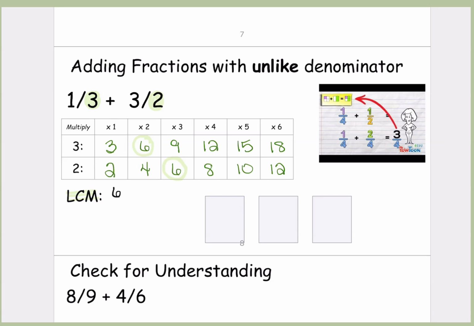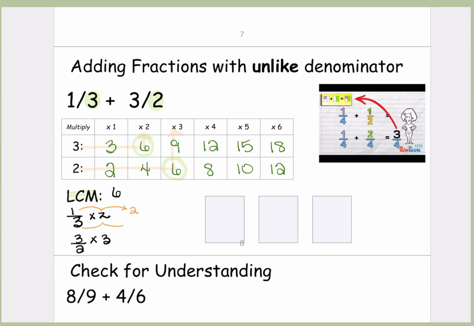We write our fraction, 1/3, and we want to convert that one to 6. Well, how did we get to 6? We multiplied by 2. So here we write times 2. For the second fraction, which was 3/2, what did we do to get 6? Well, we multiplied that 2 by 3. So that's what we're going to write here. So now we know that we show arrows to show multiplication. So let's do just that. 1 times 2 is 2.